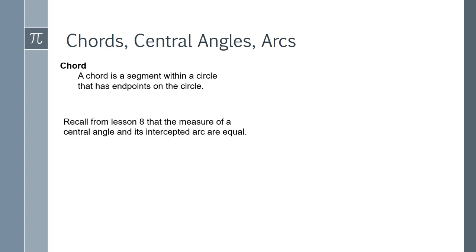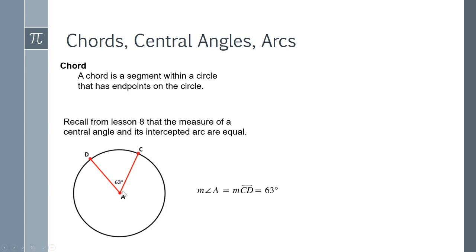From Lesson 8, we learned that the measure of the central angle and its intercepted arc are equal. So we'll look at that in just a second. So here's a picture of that. This arc right here, CD, would have the same measure as this central angle right here. Remember, a central angle has its vertex at the center of the circle. And so here in this case, the measure of angle A would be the same as the measure of arc CD, and both of those would be 63 degrees.